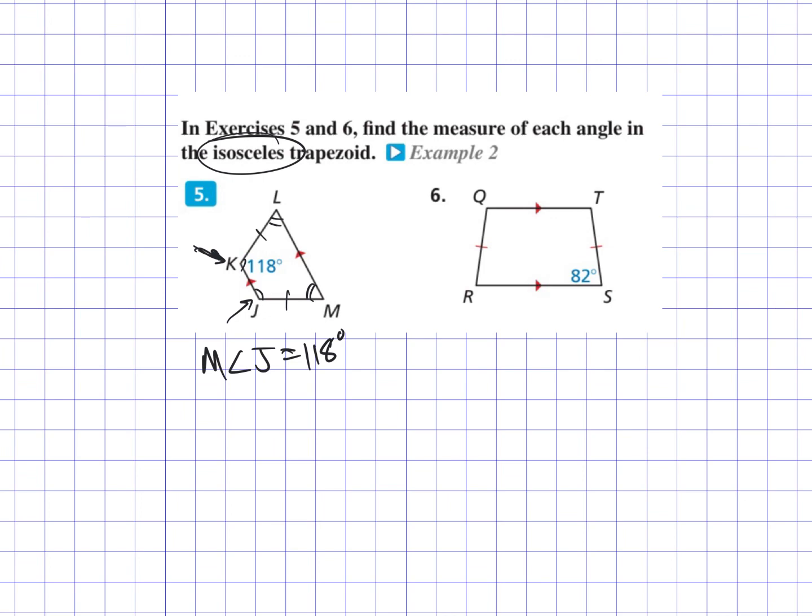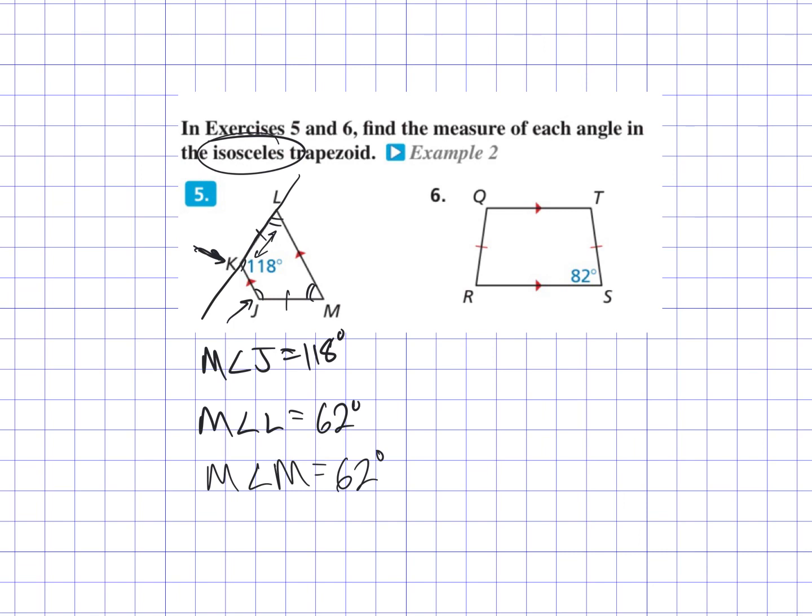Let's figure all these out. You do have two parallel lines cut by this transversal. So technically, these are consecutive angles. Okay, so if that's 118 degrees, the measure of angle L is going to be what? 180 minus 118 is 62. And that means the measure of angle M is 62 as well, because those two are the same.